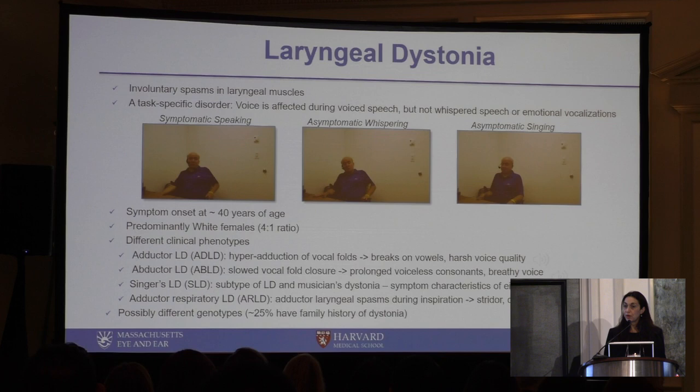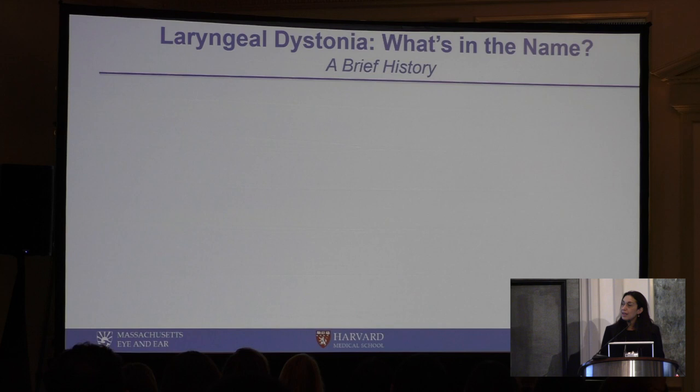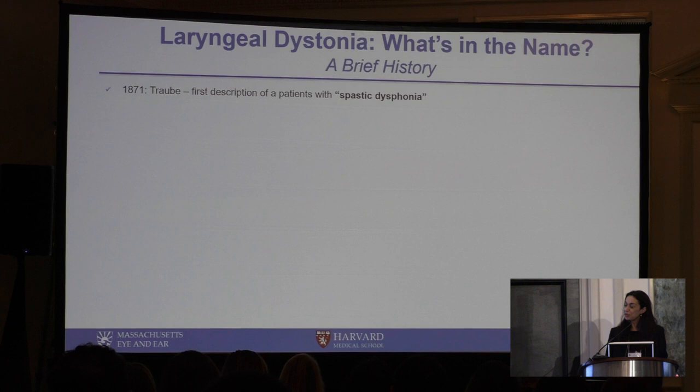Now, a little bit about terminology, laryngeal dystonia. Here is a brief history. The first description of a patient with what we now consider laryngeal dystonia was given by Traube in 1871. And he named this condition spastic dysphonia.